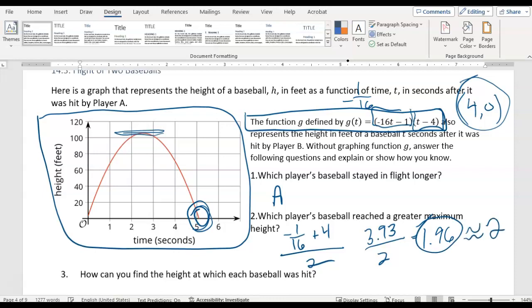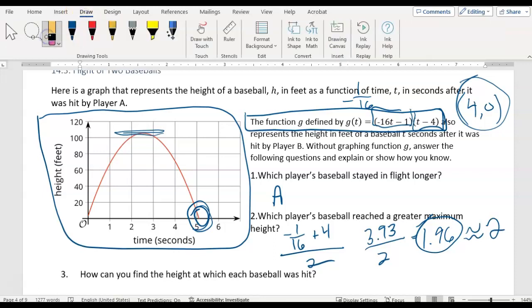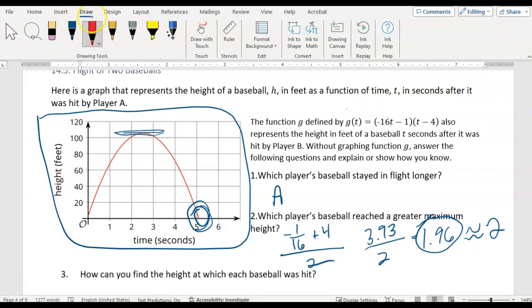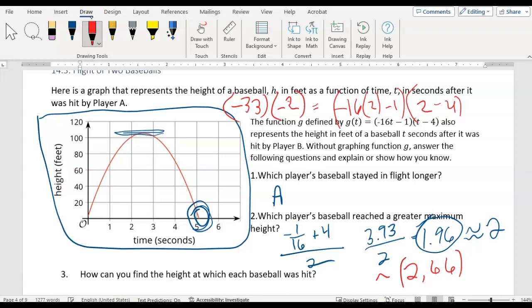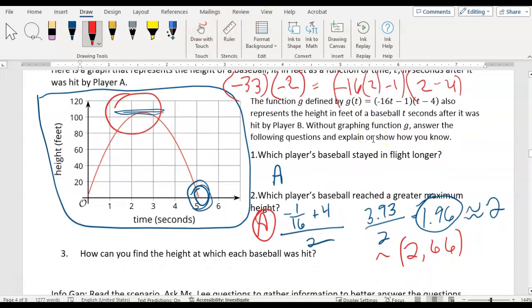And if I plug 2 into my equation, I'll find out what the height is at the maximum, right? So let's take a look at that. If I plug 2 in here, I get negative 16 times 2 minus 1, and then 2 minus 4. This is going to give me negative 32 minus 1 is negative 33, times 2 minus 4 is negative 2. So that will be positive 66. So here it's at 2, 66 approximately is the maximum. And so A has a greater maximum height than B, which is going to be about 66 feet.